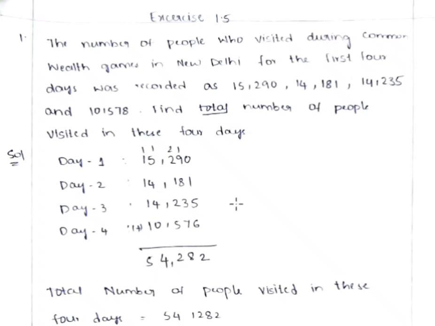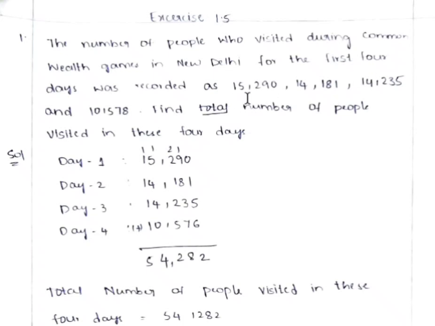For this we have to write the answer. For the solution, you have to write: the number of people who visited during Commonwealth Games in New Delhi for the first day is, and you write this number. In the same way write for day 2, the number of people who visited during Commonwealth Games in New Delhi for the second day is, and write this number. Similarly for day 3 and day 4 as well. And after that you have to write this.